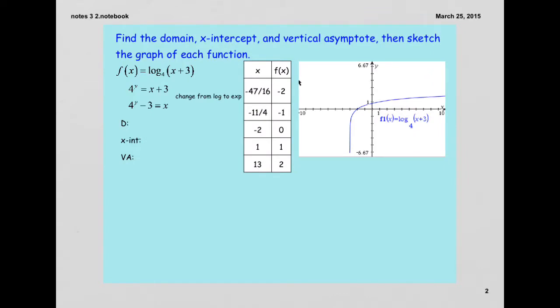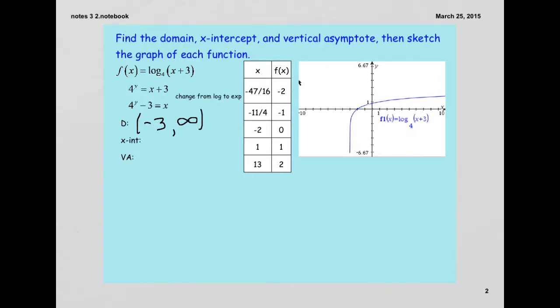Next, we want to find the domain, the x-intercept, the vertical asymptote, then sketch the graph of each function. Again, the easy way to graph this is to change from log to exponential form. So we go ahead and do 4 to the y equals x plus 3. Well, of course we need it set equal to 0, so we subtract 3 from both sides. So looking at our graph, after we graph it, we know that our domain is from -3 to infinity.